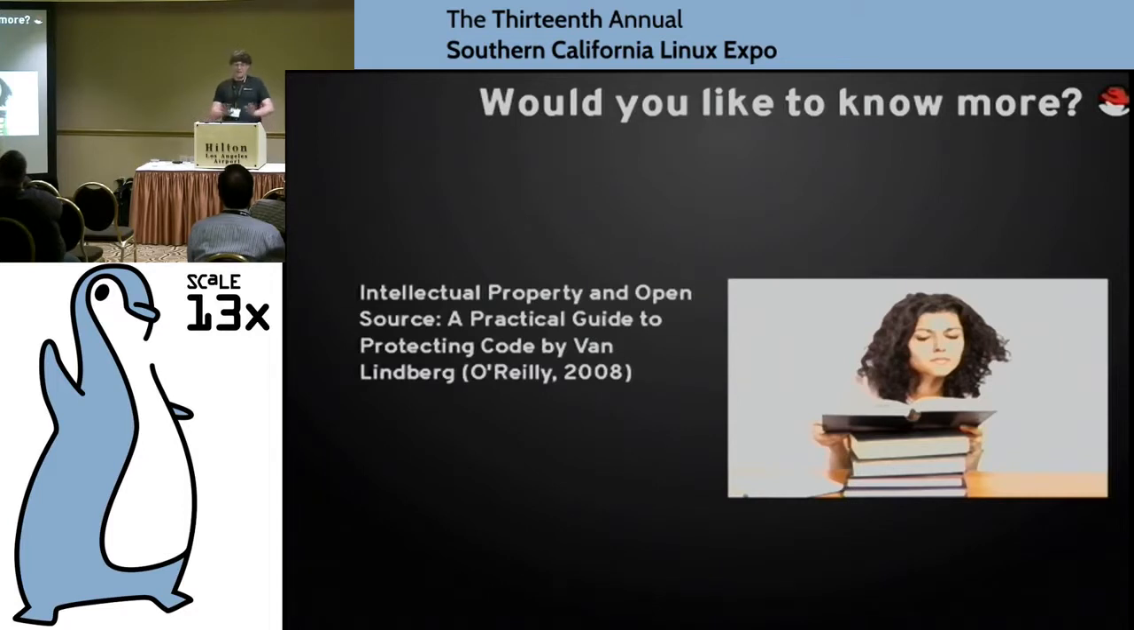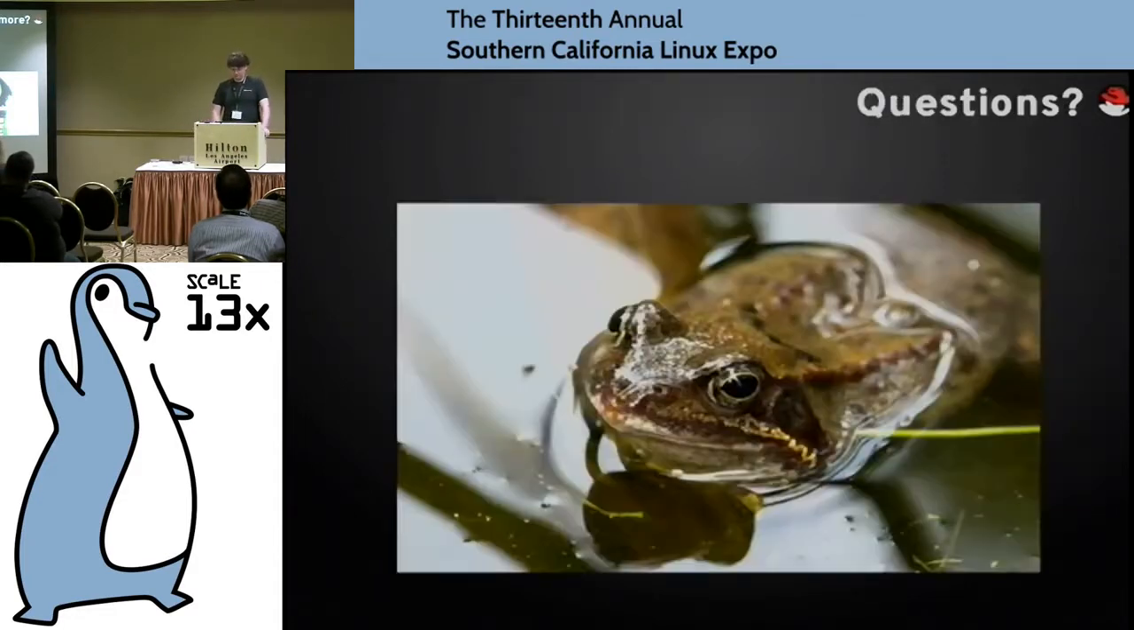But if for some reason you said yes, there's a fantastic book that's been in print since 2008 by a good friend of mine named Van Lindbergh, who is a lawyer, and yet I still like him. It's called Intellectual Property and Open Source, A Practical Guide to Protecting Code. It's well written, it's clear, and it parses for both lawyers and humans. If you really want to delve into this dark, dark pit of pain, this book is a great guide.